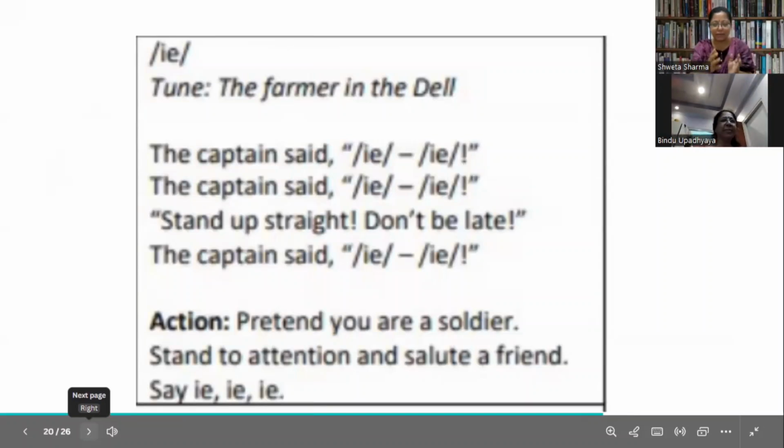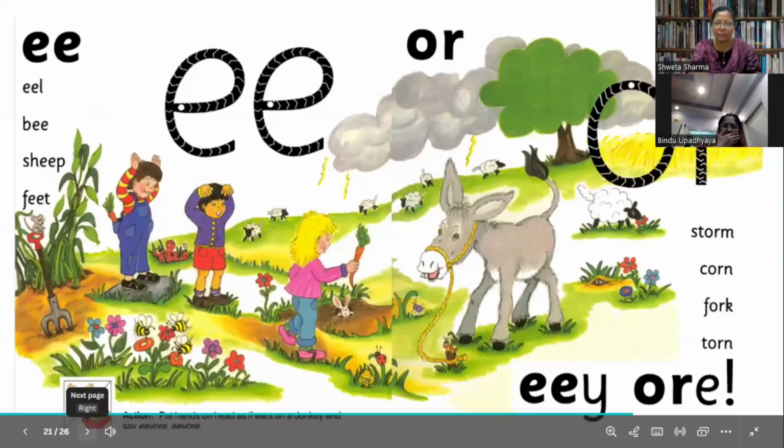Okay, so once your health is better, you can please practice the songs and send me your voice. And then the last two sounds we said is a combination E and O.